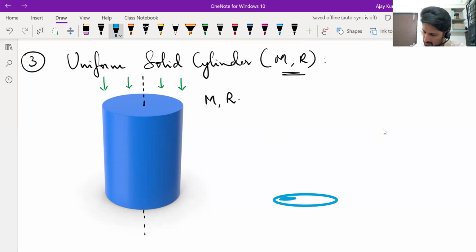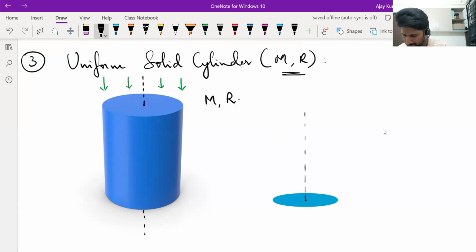Now this is a solid cylinder, no? So if you compress it, you get a disk like this. Mass will be there everywhere on the disk, right? And the axis that you are given, the own axis of the cylinder, also becomes the own axis of the disk. Now this disk's mass will be m itself, because we didn't remove any mass from the cylinder, we just compressed it. And its radius will also be r itself.